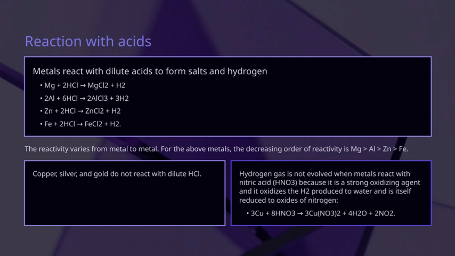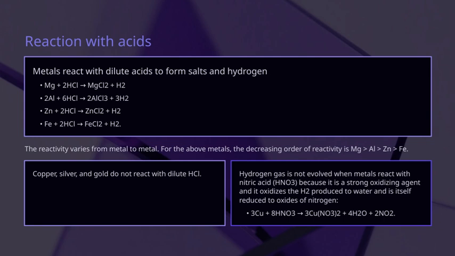and then iron. For example, when iron reacts with dilute hydrochloric acid, it forms iron chloride and releases hydrogen gas. Zinc reacts similarly, forming zinc chloride and hydrogen. Aluminum also reacts to produce aluminum chloride and hydrogen gas, though the reaction is a bit more involved due to aluminum's reactivity. And magnesium reacts with dilute hydrochloric acid to produce magnesium chloride and hydrogen gas as well.